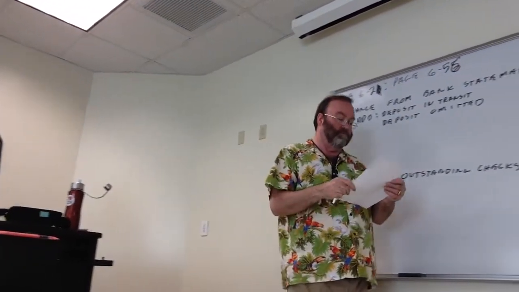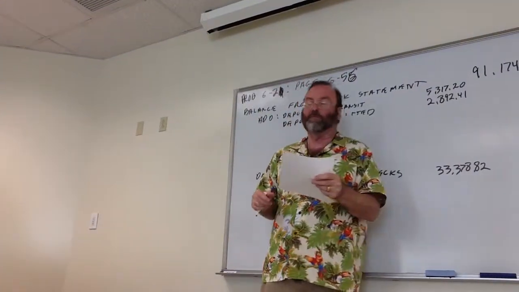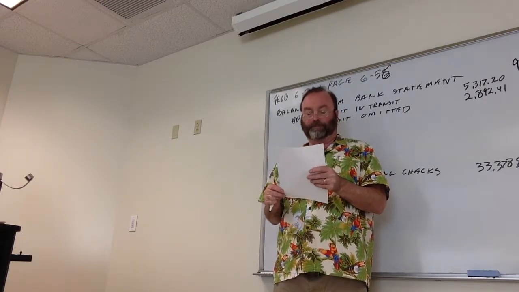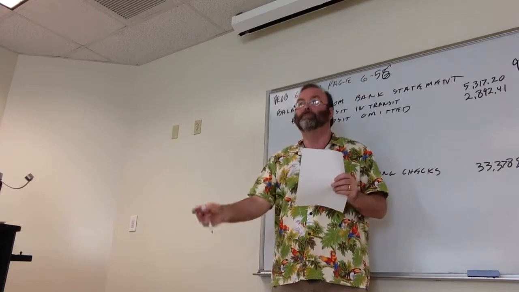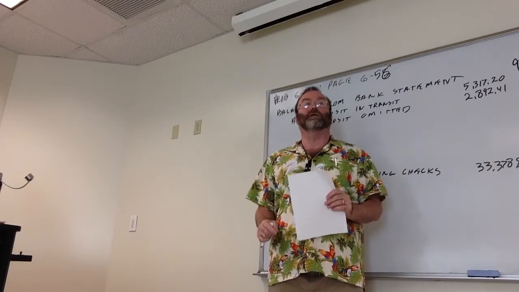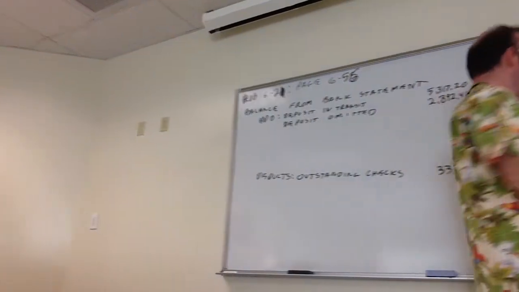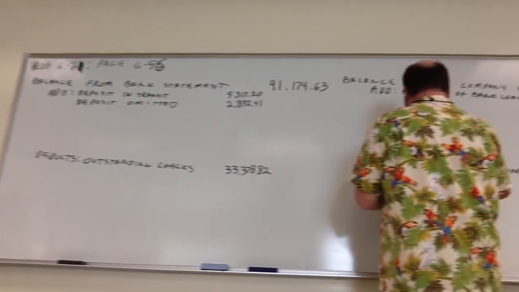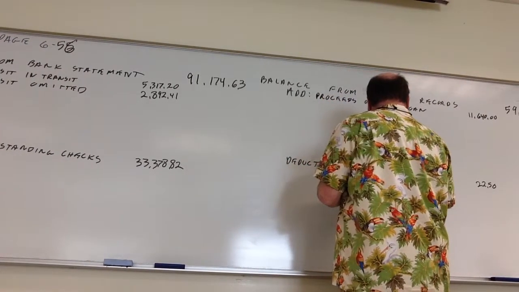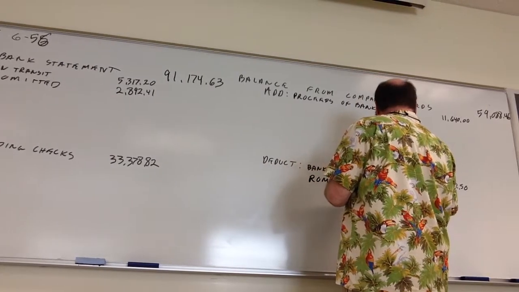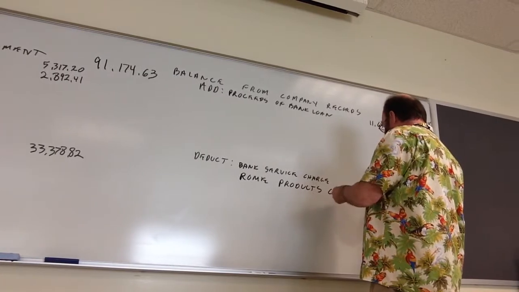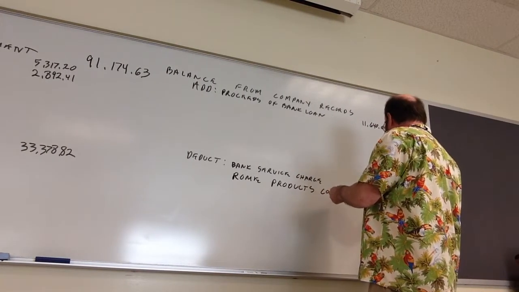So, company or bank? We had a 50-50 shot. It's like an NSF check. Company. Rome Products. Because you had to physically send this back to Rome Products for a second signature.